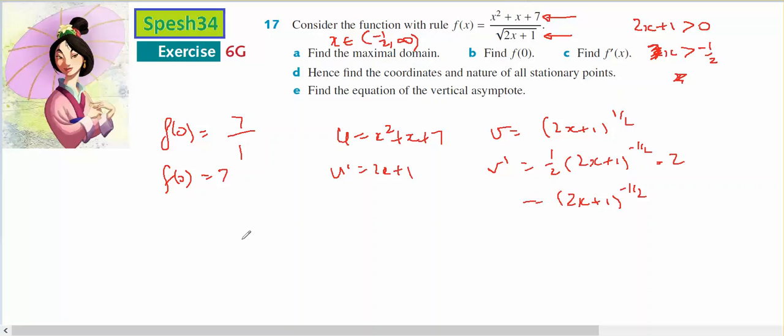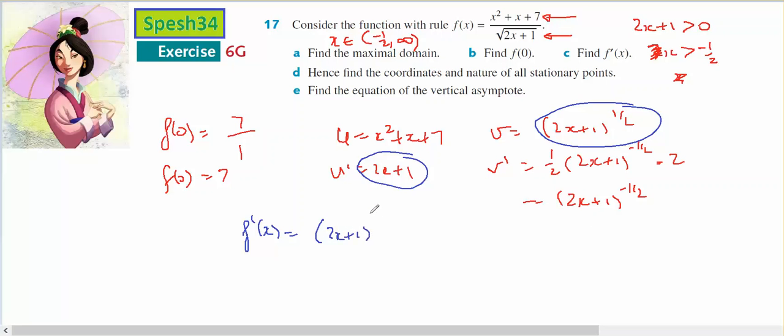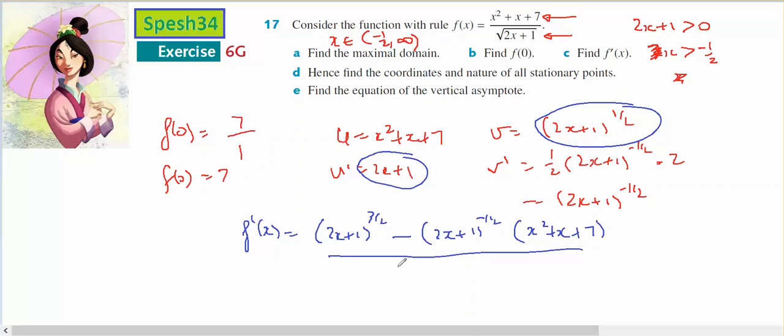Therefore, f dash of x will equal, starting with v times u dash, so I've got 2x plus 1 times 2x plus 1 to the half, which is 2x plus 1 to the 3 on 2, minus this times this, 2x plus 1 to the negative a half, and x squared plus x plus 7, all over 2x plus 1 to the half squared.